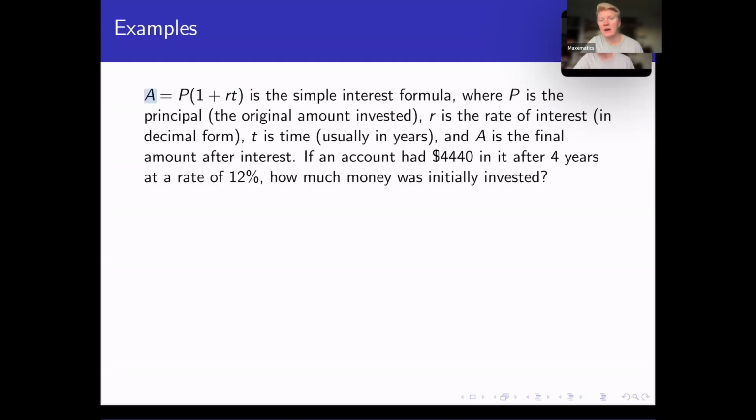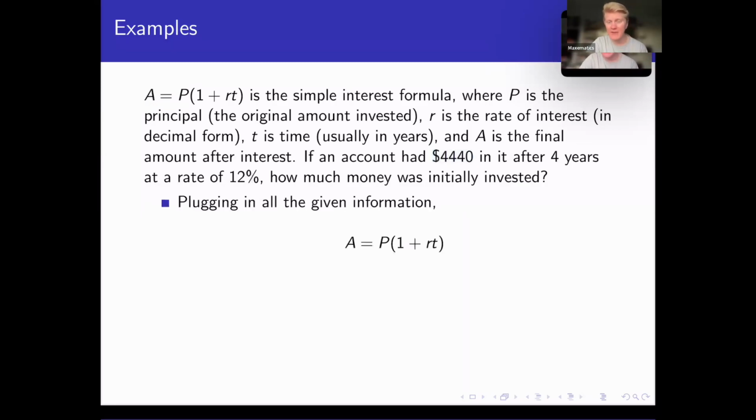So let's say the account had 4440 in it after 4 years, at a rate of 12%. How much money was originally invested? Well, let's plug in everything that we know. A equals P times (1 plus RT). We're told that the final amount is 4440. We don't know what the principal is. We don't know how much money is initially invested. We're trying to figure that out. The rate is 12%, which would be 0.12, and the time is 4 years.